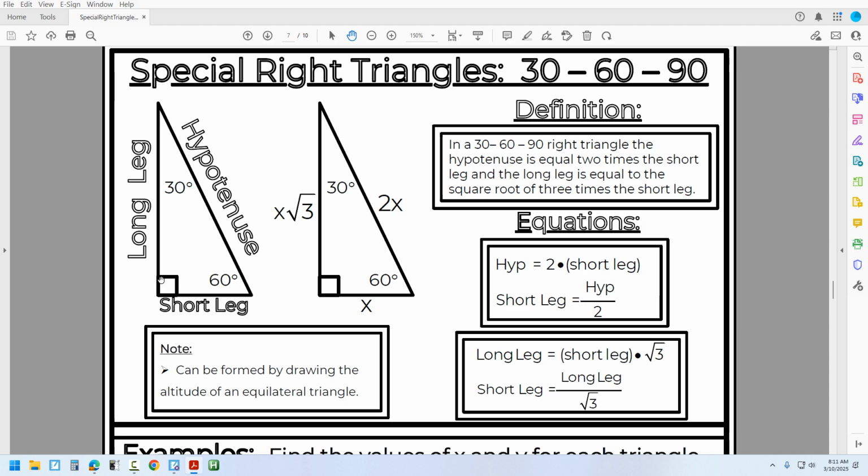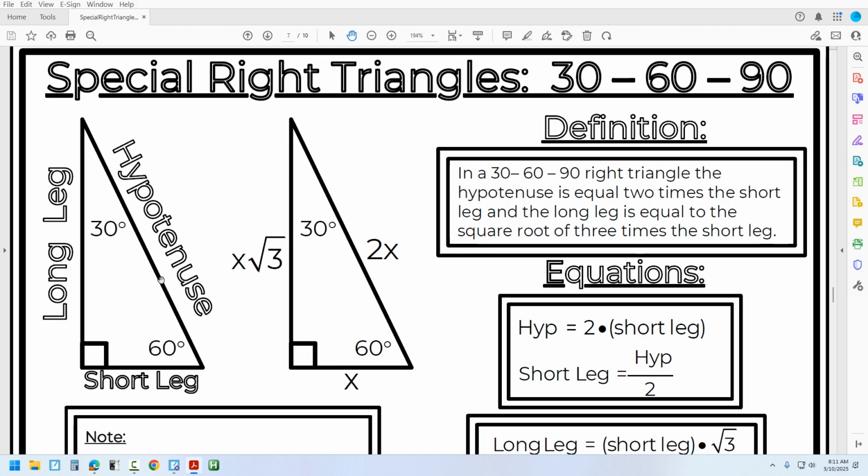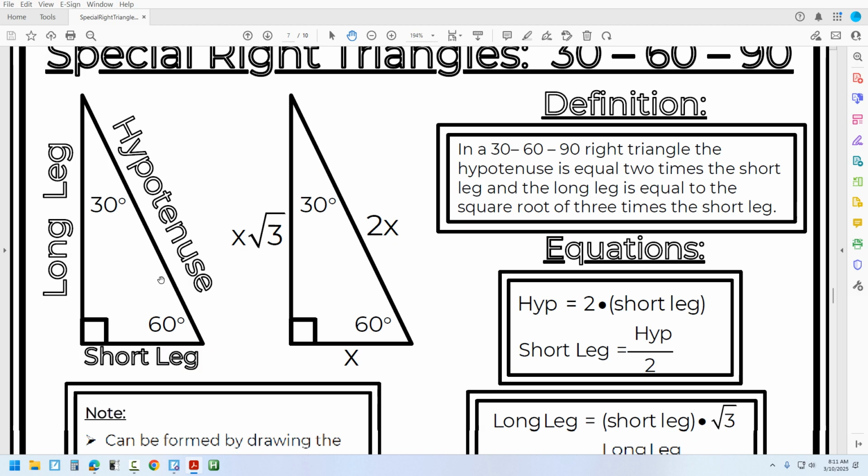Now, because all the sides are different, we don't just call it a leg, a leg and a leg. We call it the short leg and the long leg. And the way you can remember which one is where is which number is bigger, 30 or 60? 60. The one across from the 60 is longer, it's bigger. The one across from the 30 is smaller, shorter. Okay. So the one across from the 30 is always the short leg. Across from the 60 is the long leg.